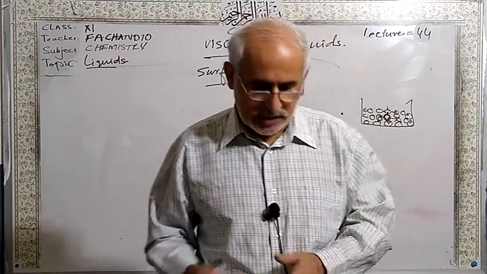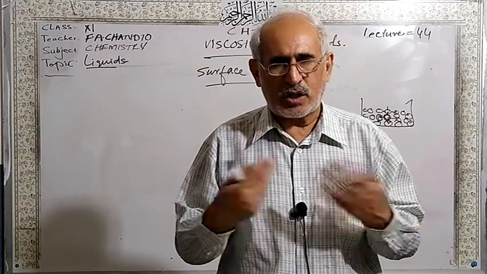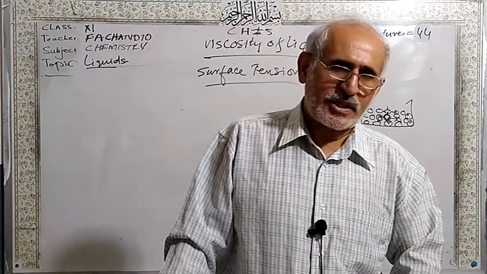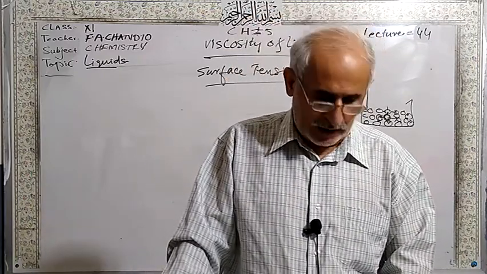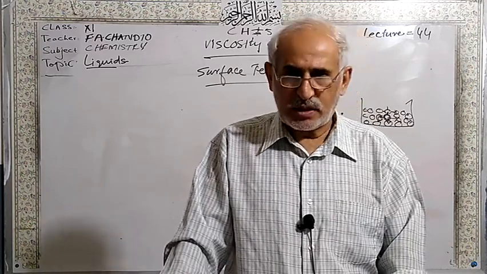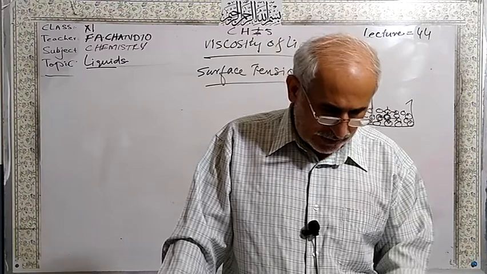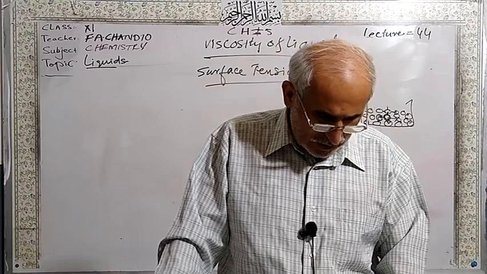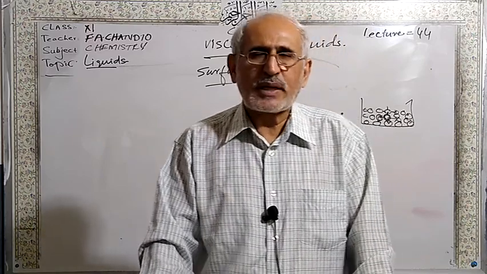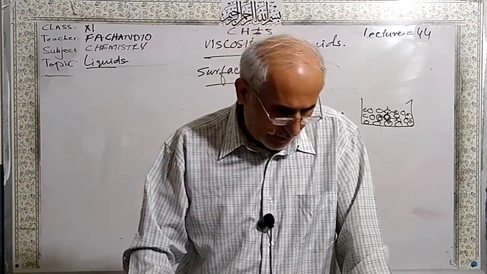Now again, the factors are the same. If intermolecular forces are strong, the surface tension is very high, viscosity is high, and the boiling point is very high. If the temperature is very high, surface tension is low, viscosity is low, and the liquid boils easily. If the temperature is low, surface tension is high and viscosity is high, and also the nature of the intermolecular forces matters, again the same. The units of surface tension are joules per square meter or newtons per meter.